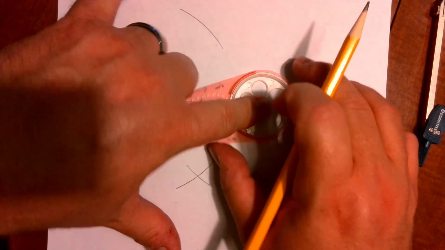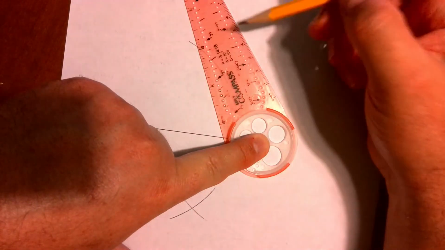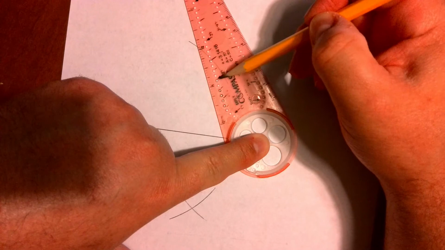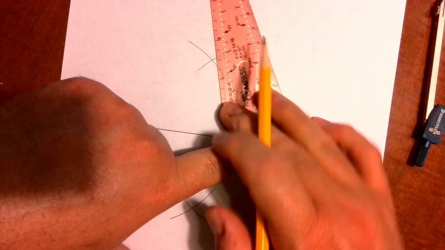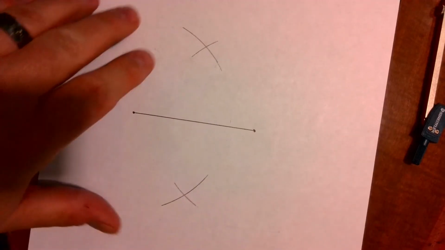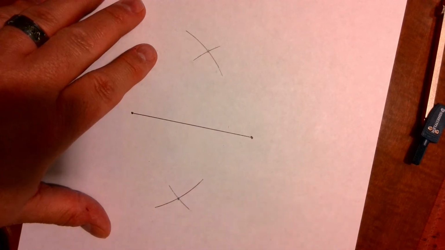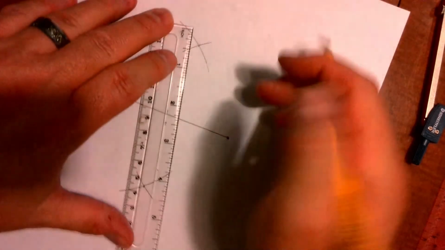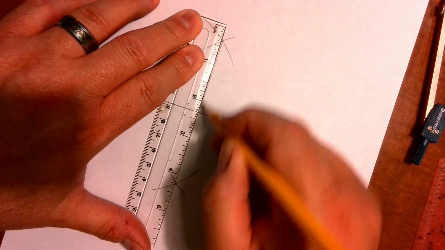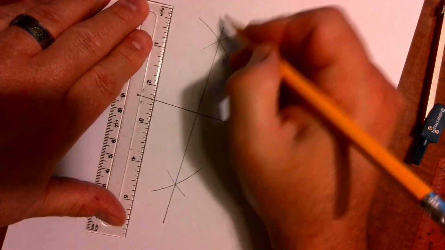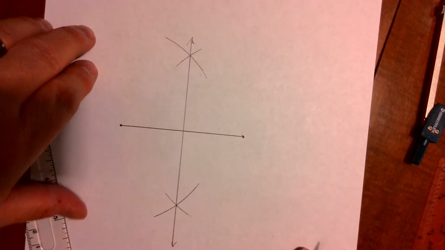And then I'm going to move my finger out the way. And I'm going to come up here from the 2. 1, 2, 3, 4. And there are the perpendicular bisector marks. I'm going to make my segment. And there is my perpendicular bisector.